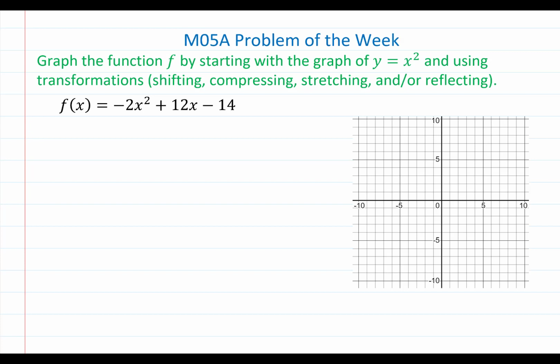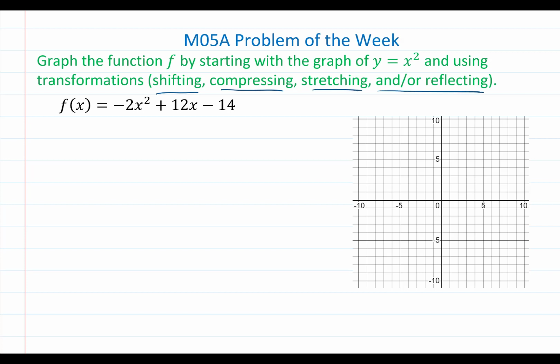So we're going to graph the function f by starting with the graph of y equals x squared and using transformations, which include shifting, compressing, stretching, and/or reflecting, in order to graph this function, which is f of x equals negative 2x squared plus 12x minus 14. So we're going to start by finding these different transformations.